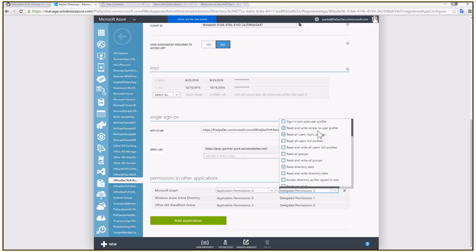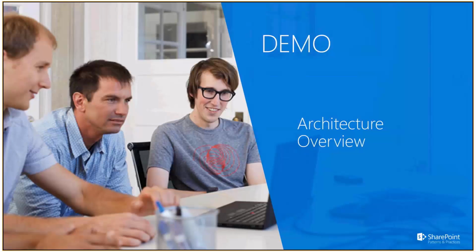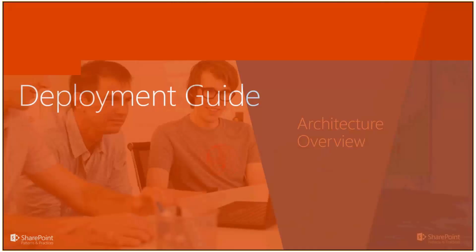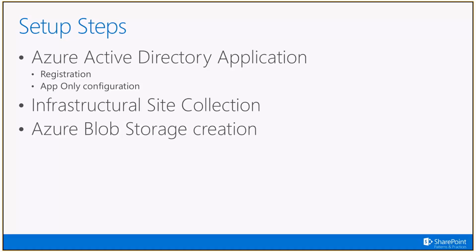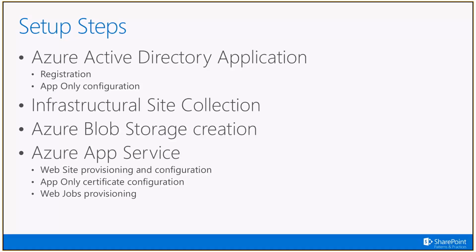So basically, in order to provision and set up the Partner Pack from an architectural perspective, you will need to properly configure both the app service on an Azure subscription, as well as the Office 365 application in the Azure AD management portal. That's why, coming back just for a few seconds to the deployment guide, if you want to set up the PnP Partner Pack, you need to have the Azure Active Directory application registered and configured for app-only access. You will have to create the infrastructure site collection. You will have to create the Azure Blob storage, in which we will use the storage queue for the asynchronous messages, and of course the Azure App Service with the website, the app-only certificate settings, and the web jobs that will be used to execute the asynchronous tasks.